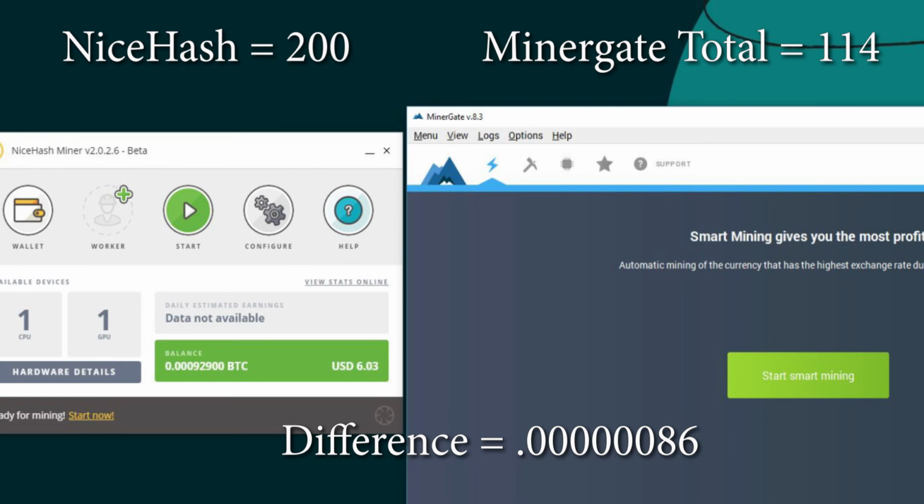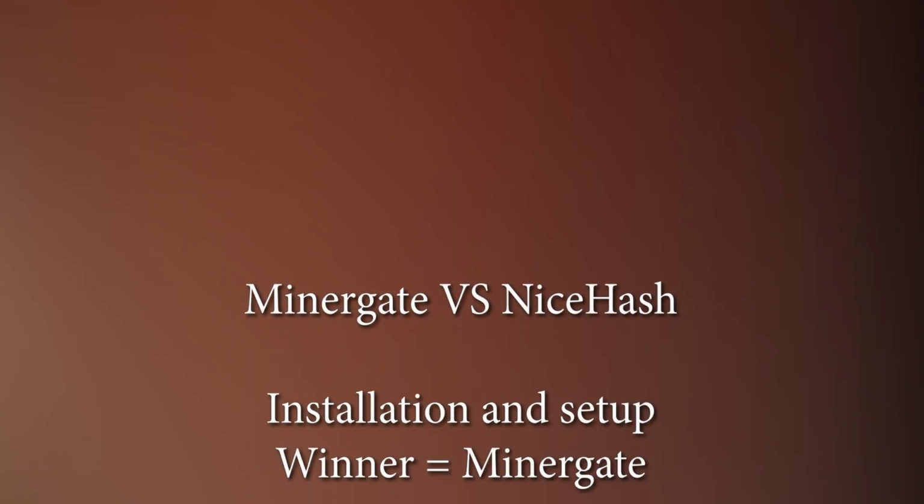So if you're doing the math, that 0.00086 is less than a penny per hour of Bitcoin mining, but it does show that NiceHash is the better option of the two when it comes to making money. The caveat is you do have less control with NiceHash. MinerGate you can let run in the background if you're reducing the number of cores it's using. NiceHash doesn't really give you that option.